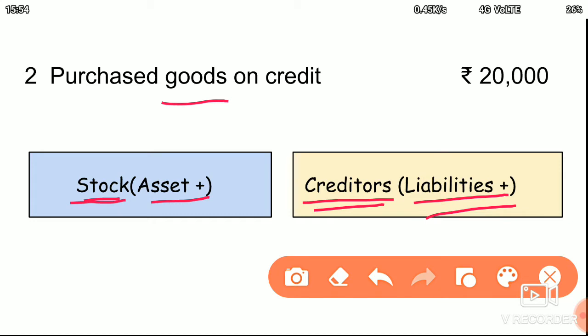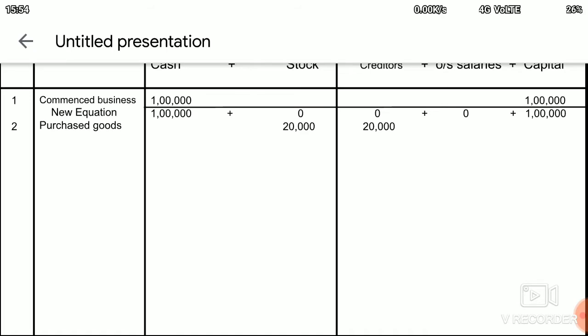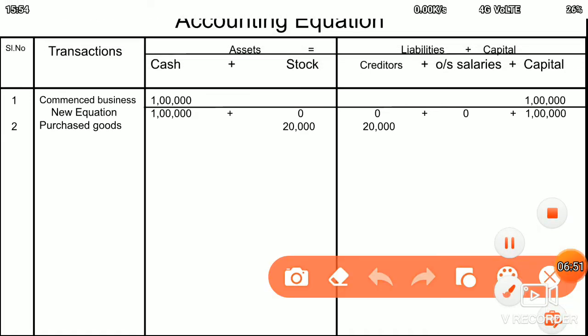The goods are coming into the business, the stocks will increase, so asset will increase in the form of stock. On the other hand, the business did not pay the money for purchasing the goods, so the liability also will increase in the business in the form of creditors. So in this transaction, the effect will be the creditors will increase by 20,000 and the stock in the form of goods also will increase by 20,000.